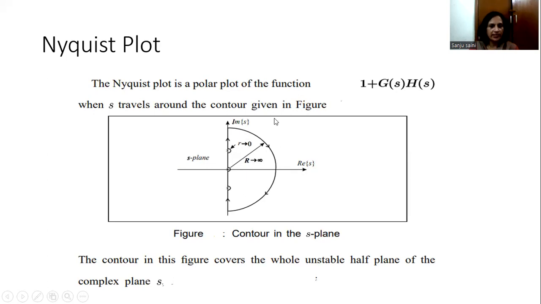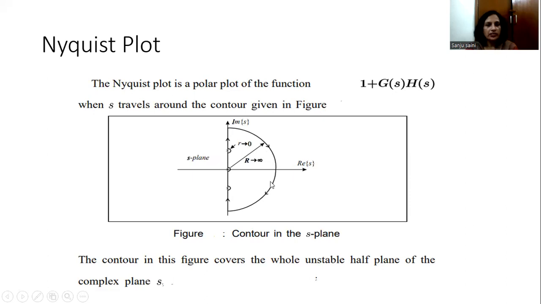So this contour is designed in such a way that it covers the whole unstable half plane of the complex S plane. It basically consists of two portions. First is the imaginary axis, j omega, with omega varying from minus infinity to plus infinity. Then an arc of infinite radius covering the entire right half of the S plane. This is the Nyquist contour that covers the entire right half S plane, that is the unstable portion.